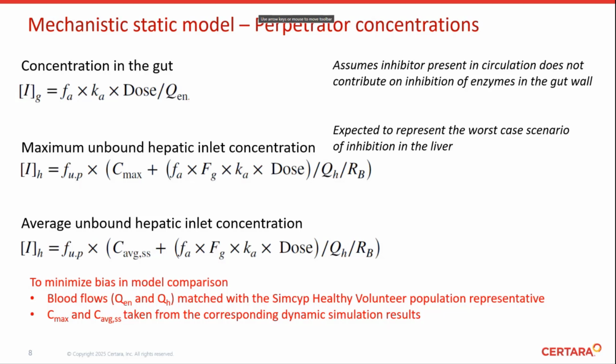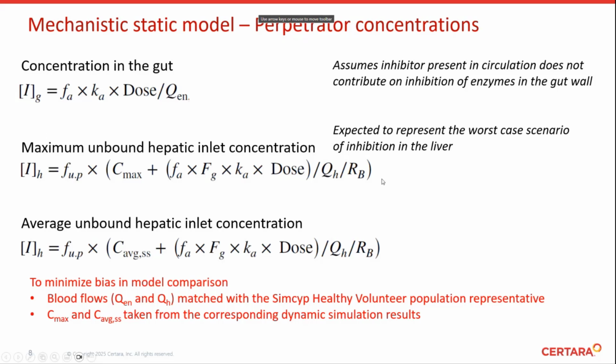So even though the compound would be building up, accumulating after repeated dosing, the mechanistic static model assumes that will not increase the inhibition in the gut wall, and that is something relevant for the discussion later on. Then the maximum unbound hepatic inlet concentration. This is the equation used in the regulatory guidance, and that is expected to represent the worst case scenario, or the highest possible concentration of the inhibitor in the liver.